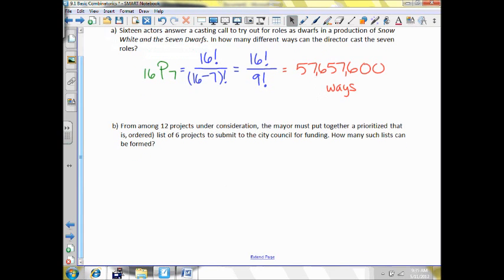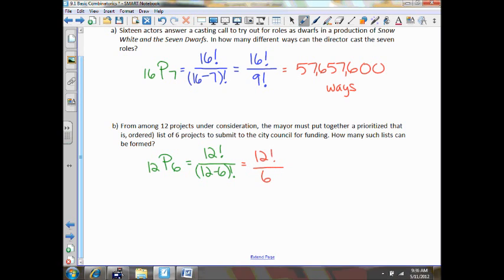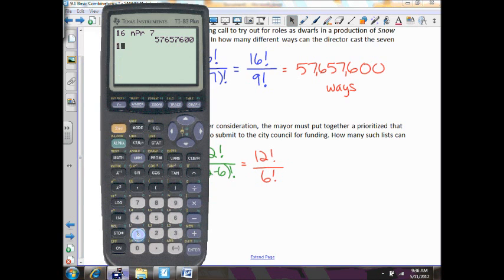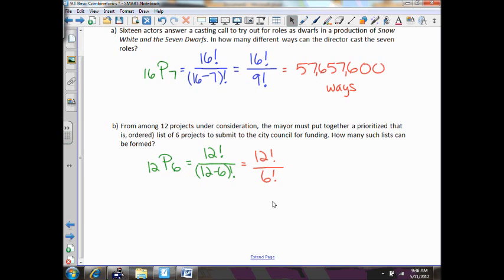Now, from among 12 projects under consideration, the mayor must put together a prioritized list that is ordered of 6 projects to submit to the city council for funding. How many such lists can be formed? So that means I'll have 12 permutation 6, which means I'll have 12 factorial over 12 minus 6 factorial, which will really be 12 factorial over 6 factorial. Using your calculator, 665,280.